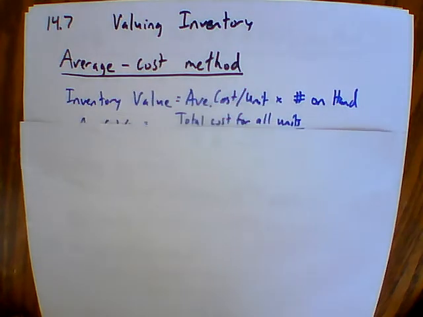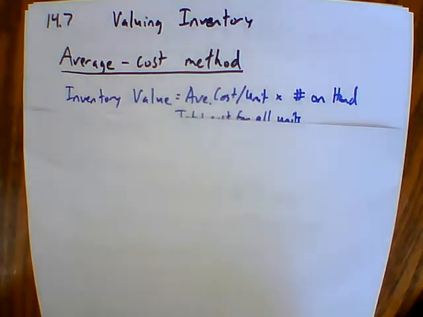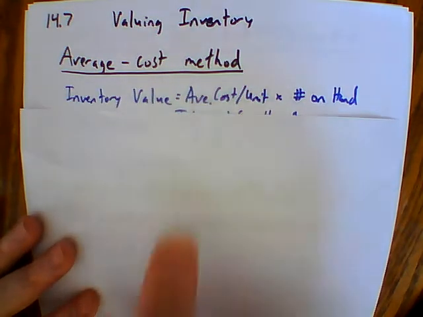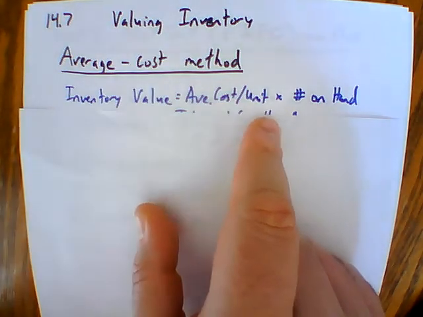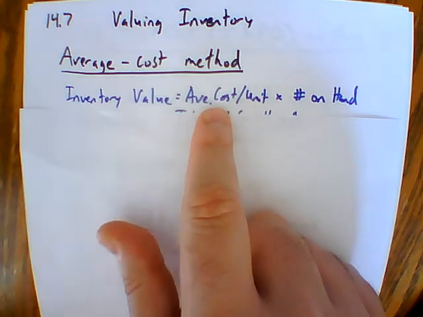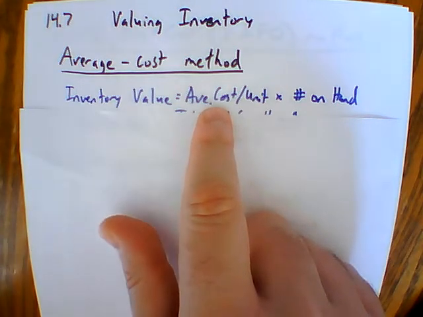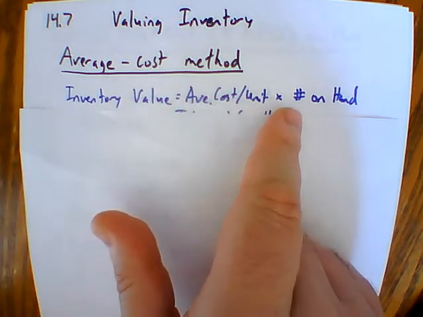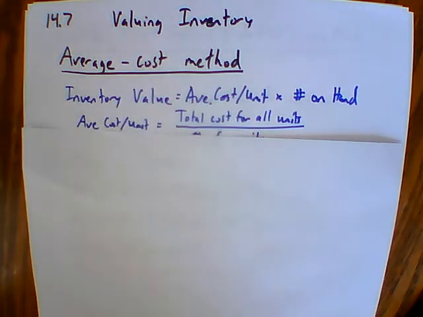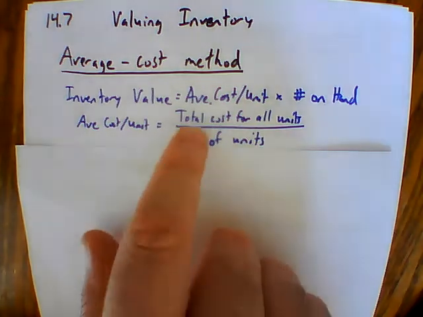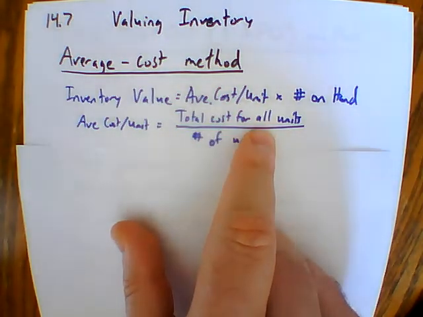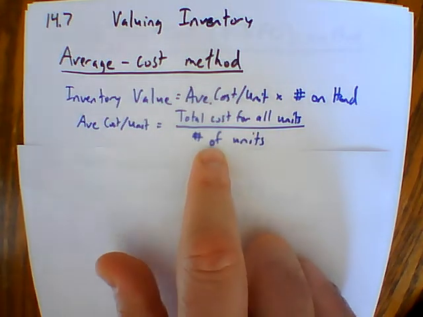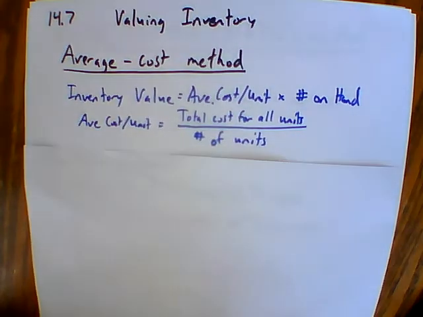So when we look at our average cost method, we look at our inventory value. It talks about the average cost of a single unit times the number on hand that we have. So basically we figure out our average cost per unit, and then we multiply by the number that we have. The average cost per unit is going to look at the total cost for everything. So what do we pay for every single piece of inventory that we have, and then we're going to divide it by the number of pieces that we have in that category.